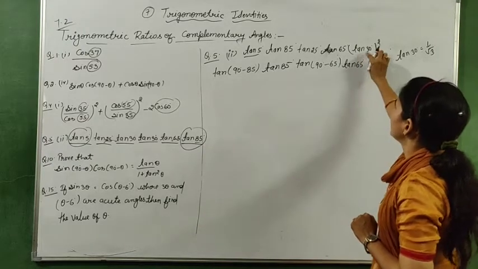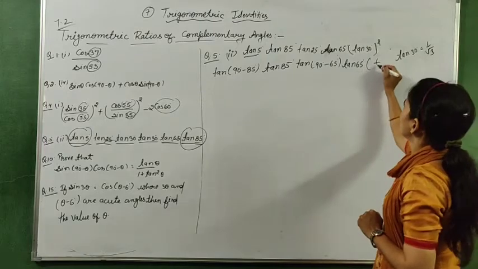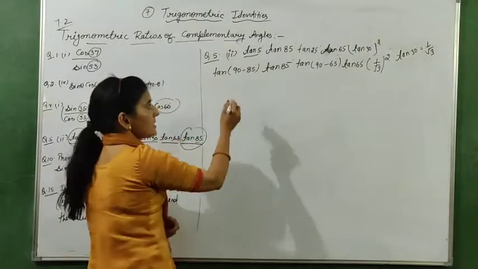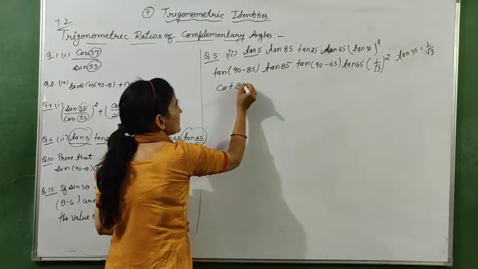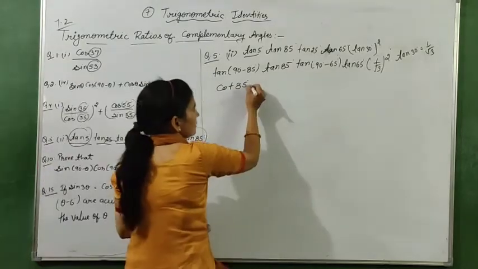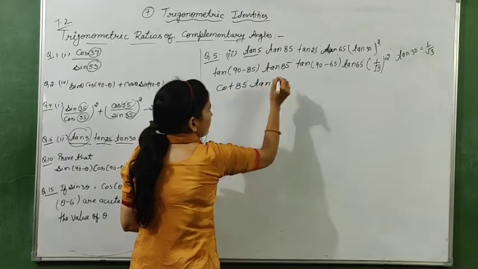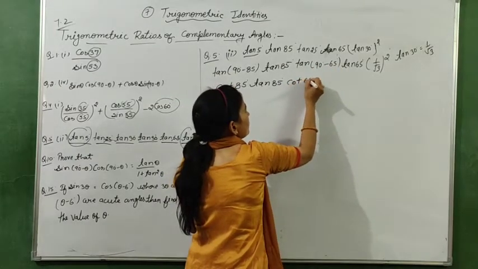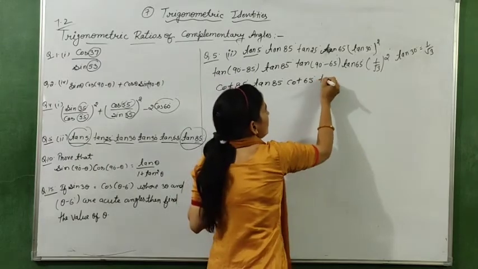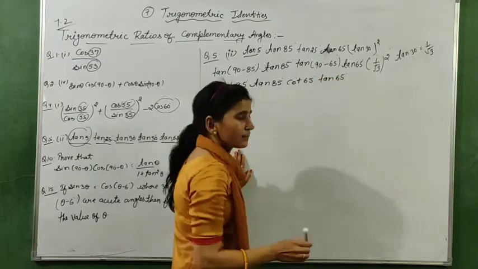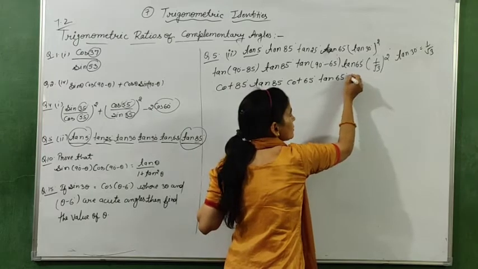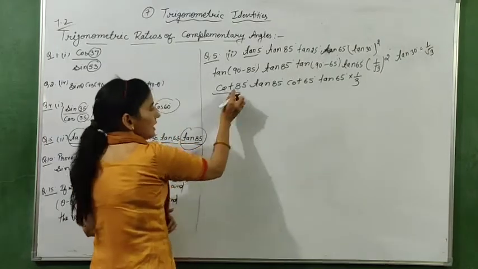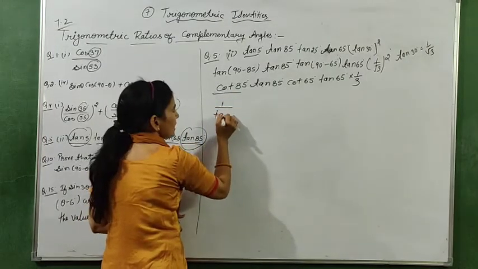And whole square of 1 upon root 3. Okay, tan of 90 minus theta is equal to cot theta, and here theta is 85 degree, into tan 85 degree. Tan of 90 minus 65 is equal to cot 65 degree, into tan 65 degree. Whole square of 1 upon root 3 is equal to 1 upon 3.